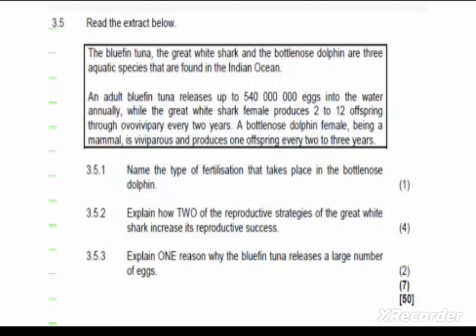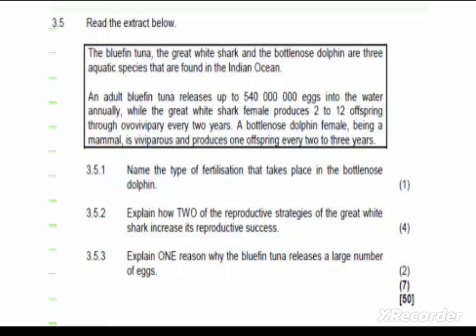while the great white shark female produces 2 to 12 offspring through ovoviviparity every 2 years. Here you are told that the strategy is ovoviviparity, fertilization is internal. A bottlenose dolphin female, being a mammal, is viviparous and produces 1 offspring every 2 to 3 years. This one is like humans. The fertilization is internal. The strategy is viviparity.